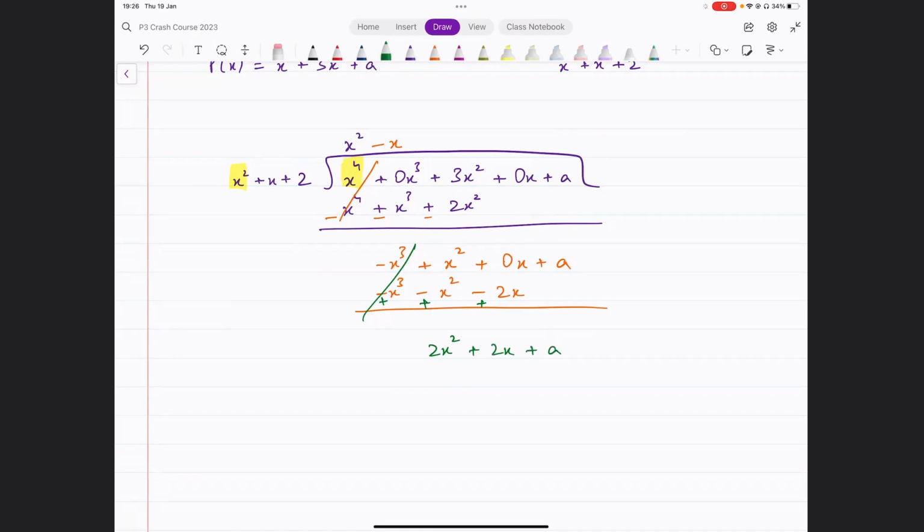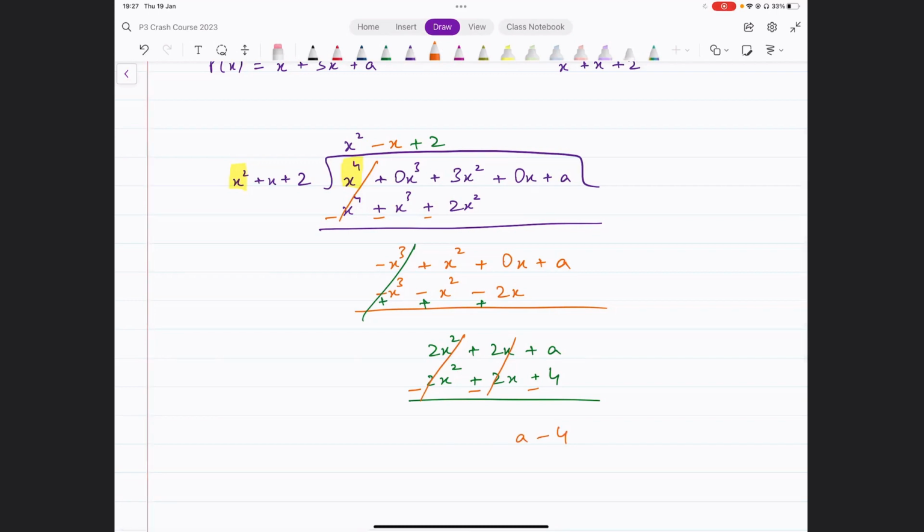Now, let's do the next step. What do you multiply x squared by to get 2x squared? You'll have to multiply it by 2. So you've got plus 2 here. 2 into this whole thing, that is going to give you 2x squared plus 2x plus 4. Again, you change the signs, minus, minus, minus. This gets cancelled. This also gets cancelled. And you're left with a minus 4.